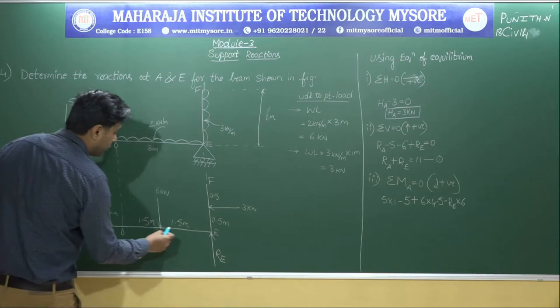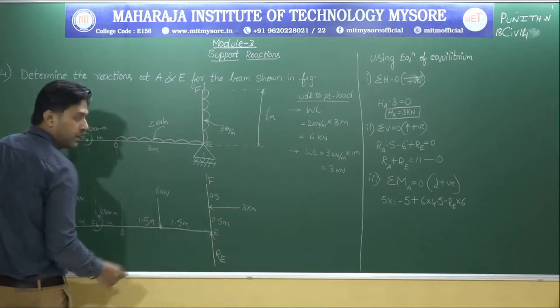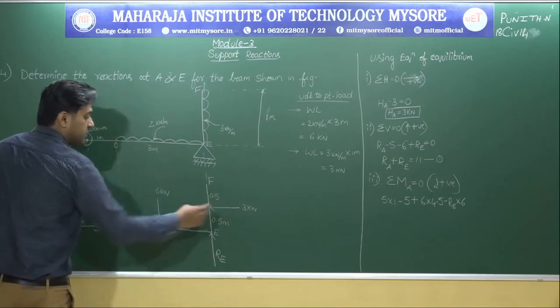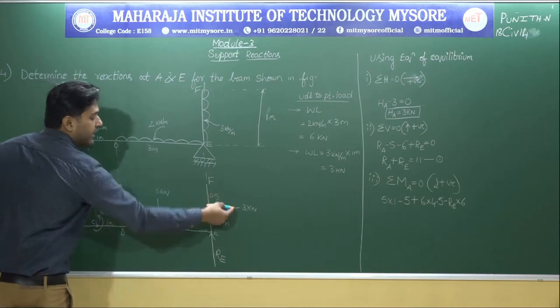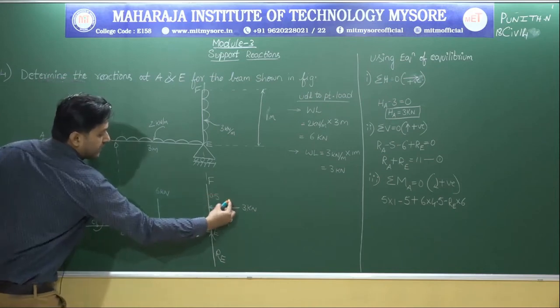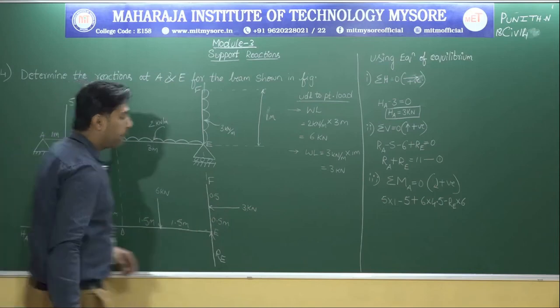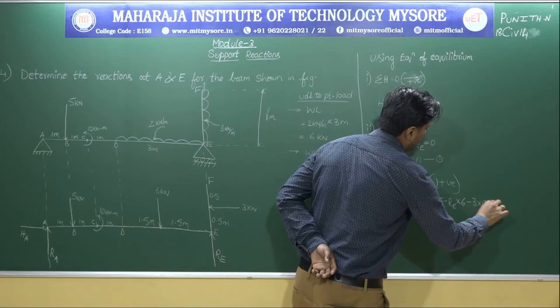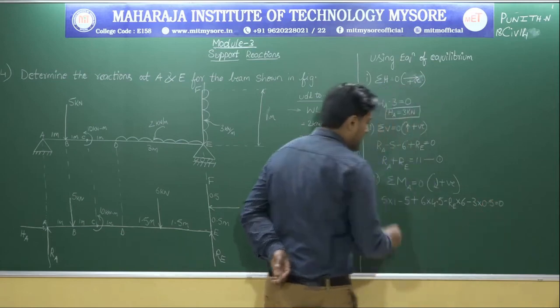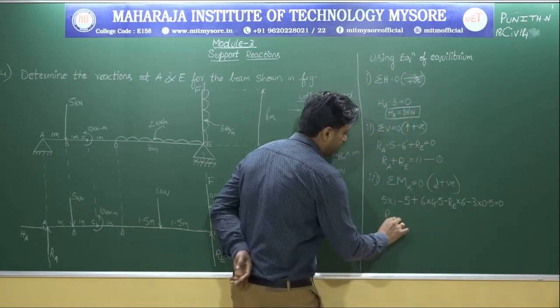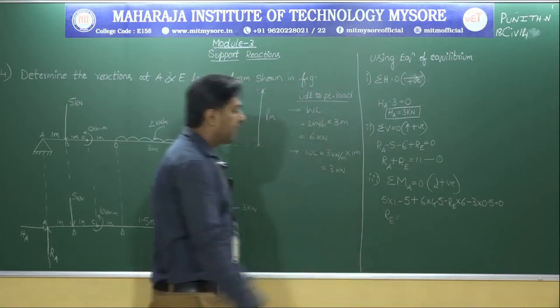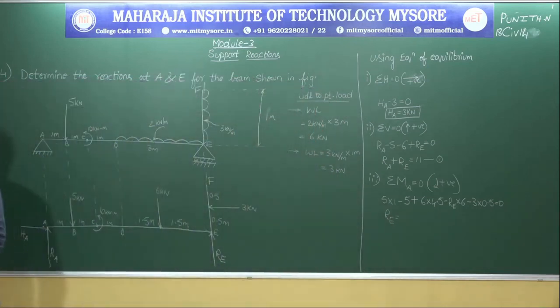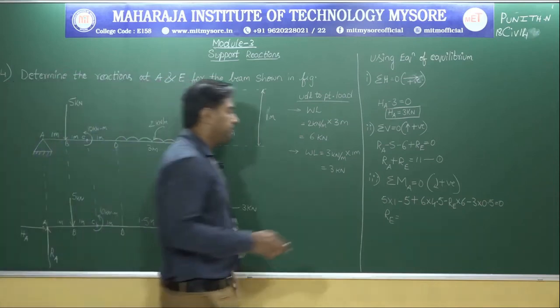If I extend the line, don't you think that it's on the beam only? So, this force needs to go and touch this particular beam, whether it is clockwise or anti-clockwise. So, it is anti-clockwise. So, minus 3 into 0.5 is equal to 0. After solving this, what is the value of RE that I will be getting? The value of RE is 3.41 kilonewton.